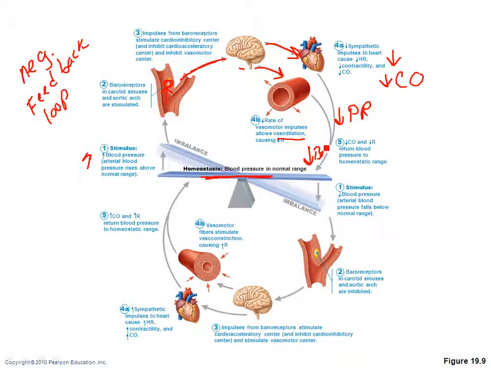Now what happens if the blood pressure is falling? Your blood pressure is going too low. Okay? These are no longer stretched. The signal to the brain is, blood pressure is too low, we've got to get the blood pressure back up. Send a signal to the heart, increase sympathetic activity, increase heart rate, increase cardiac output. Tell the blood vessels to vasoconstrict, increase peripheral resistance. So you're increasing cardiac output, increasing peripheral resistance, increasing blood pressure. Okay, and these two systems work hand in hand all day long, keeping your blood pressure at a homeostatic level.